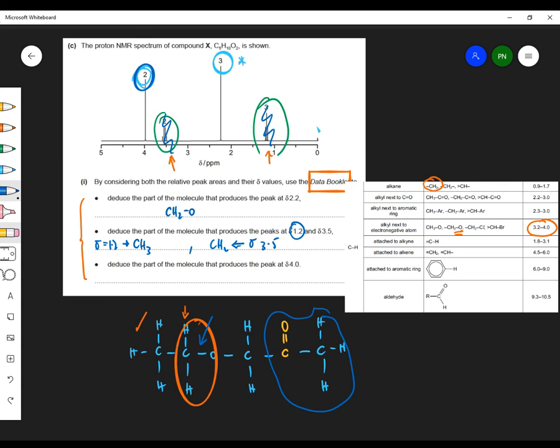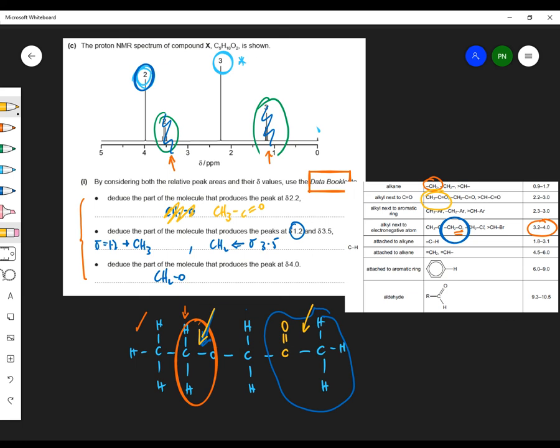Oh, I think I've messed this up, haven't I? The one at 4 is the CH2O. Well, sorry about that. CH2O. This one. Sorry, I think I've totally confused you all there. I think it's this one. Okay, and the one at 2.2, so that must be wrong. The one at 2.2 is a CH3 next to a carbonyl, which is this one.